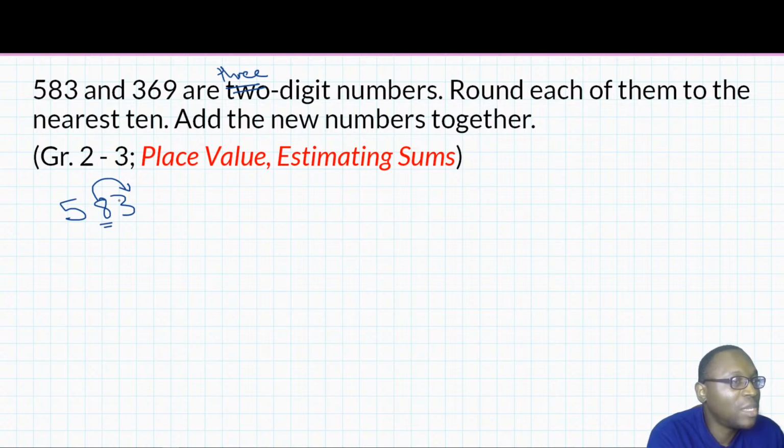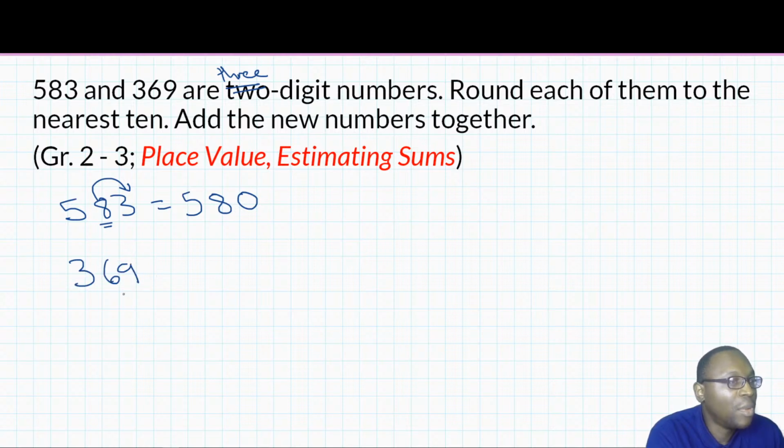In order to do that, we need to find out if the value to the right of 8 is 5 or greater, for you to increase 8. If it is less than 5, we're going to leave 8 the same way it is and just replace the ones digit with a 0. So this is going to be 580.